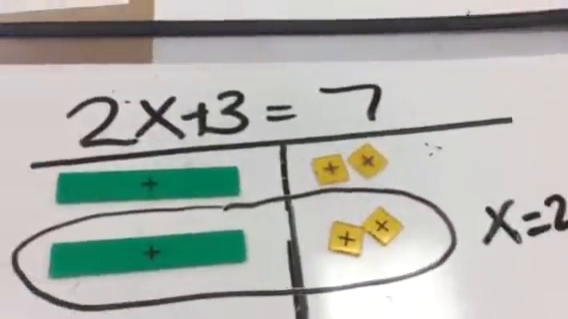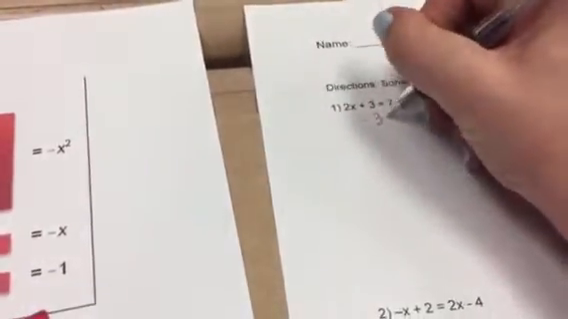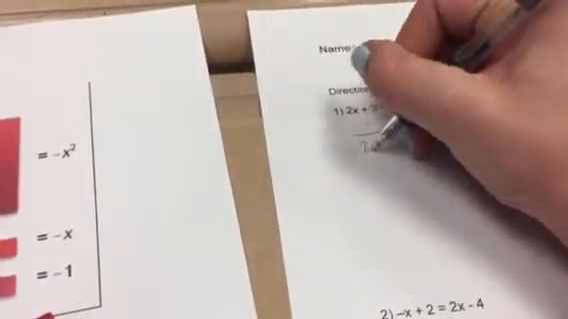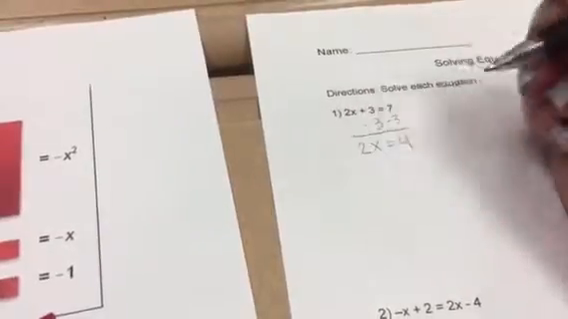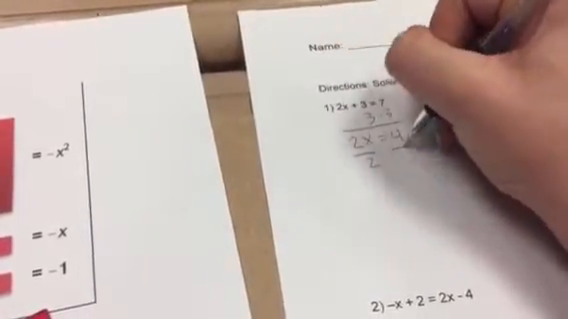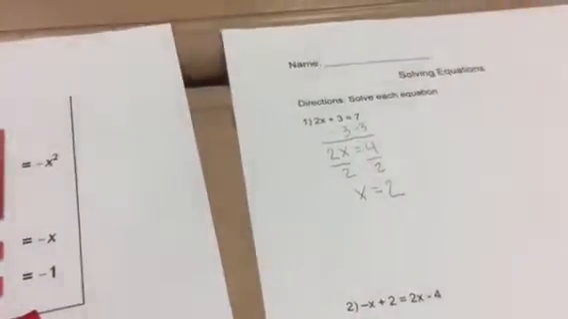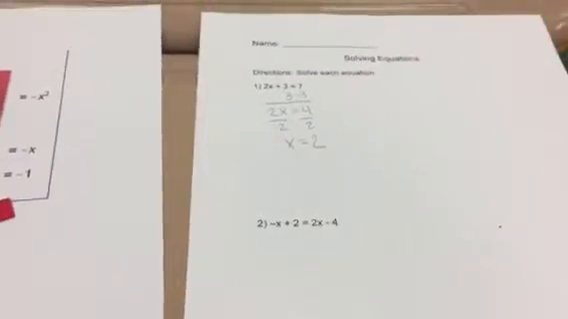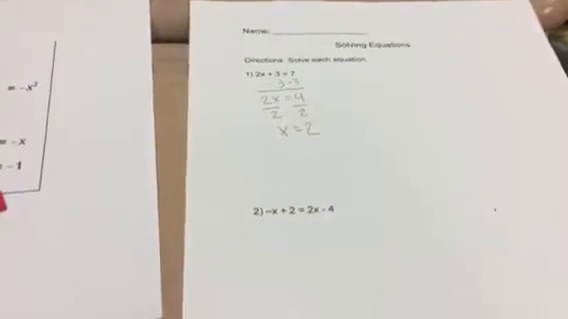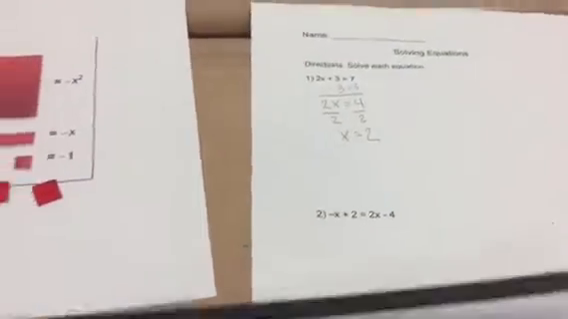So now let's do that on our paper. We are going to subtract 3 from both sides. I'm left with 2x equals 4, and then I divide by 2 on both sides, and I have x equals 2. My next example is negative x plus 2 equals 2x minus 4.